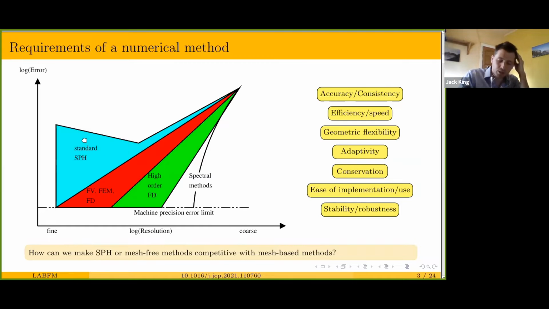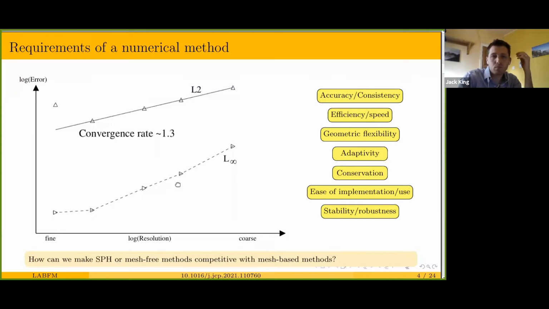High order methods are desirable. Firstly, we want a consistent method because we want to know that as we throw more resources at a problem, we're going to get a more accurate answer. But if we have a high order method, then we can get either a more accurate answer for a given cost, or we can get the same accuracy of answer for a reduced cost.